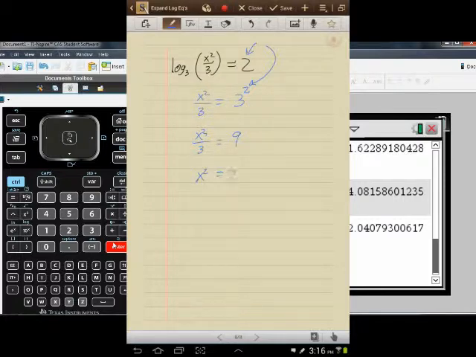Multiply the 3 from the denominator to the other side. And then from last chapter, how do you get rid of a square? Square root. But remember, if you square root inside of an equation, you have to take into account both the positive and negative square root. 27 is 9 times 3, so the square root of 9 is 3, and that other 3 is stuck inside the square root. So x is positive or negative 3 times the square root of 3.